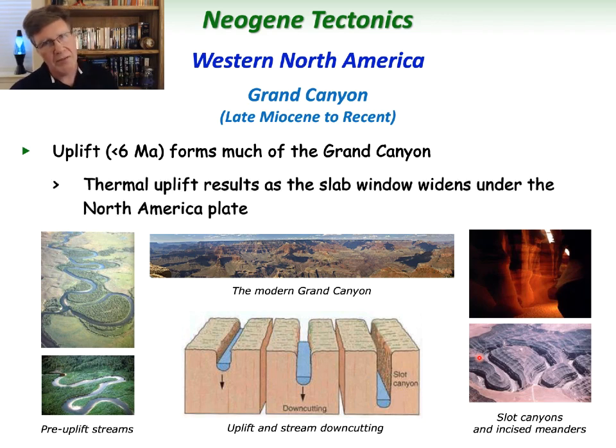And why this uplift happened 6 million years ago was likely the overall effect of this thermal pulse coming from the asthenosphere through the slab window. As the slab window got wider, the effects of that heat coming up through the slab window on the bottom of the North American plate were such that there was uplift, and this is the result.